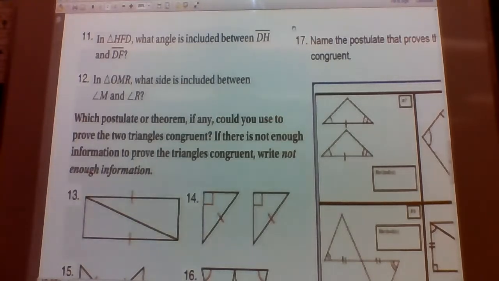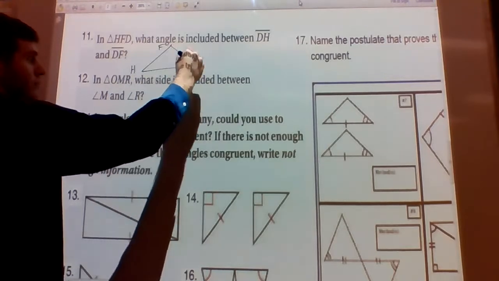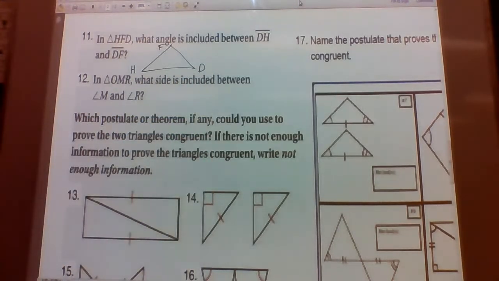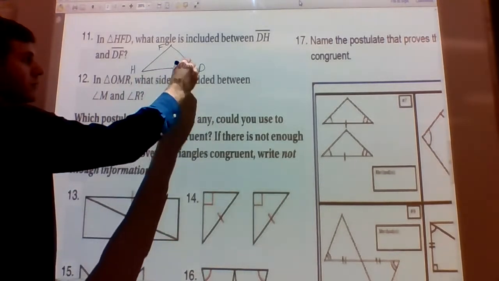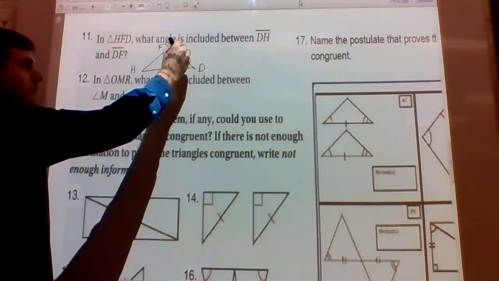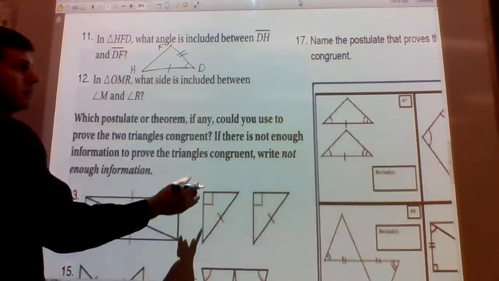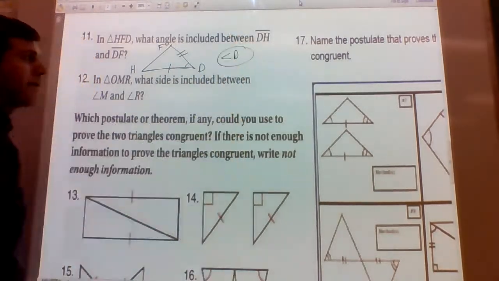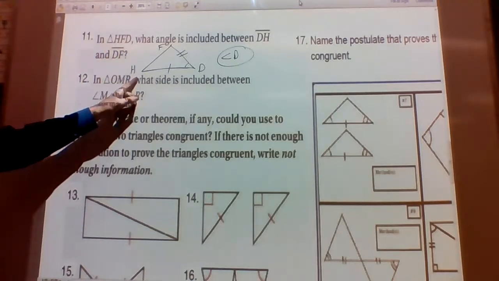Number 11 says in triangle HFD, so let's draw a triangle HFD. What angle is the included angle between DH and DF? So here's DH, I'll put a dash here, and DF. Well, if we draw it, it becomes clear that it's going to be angle D. Okay, if you don't draw it and you stare at the problem, it might be a little more difficult to figure out. So draw a triangle HFD.